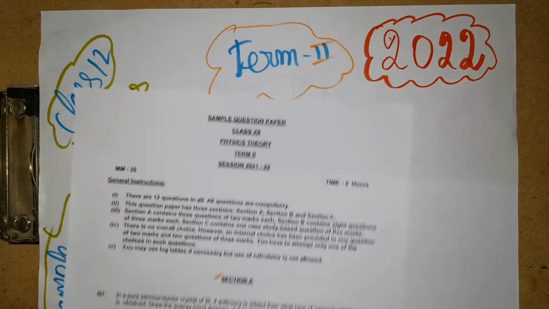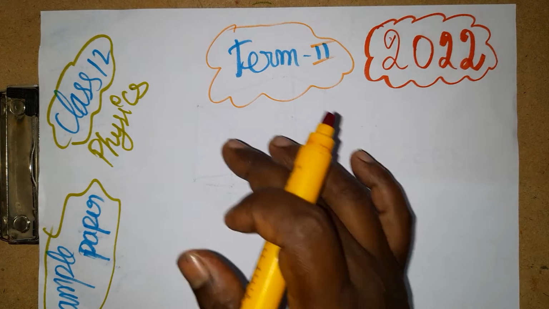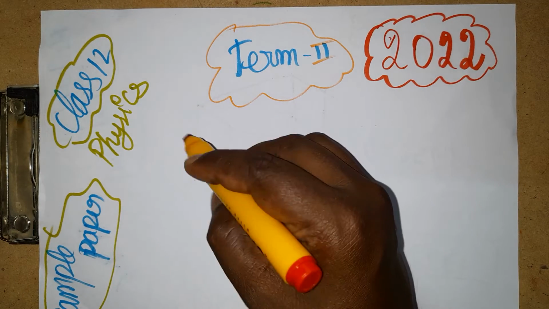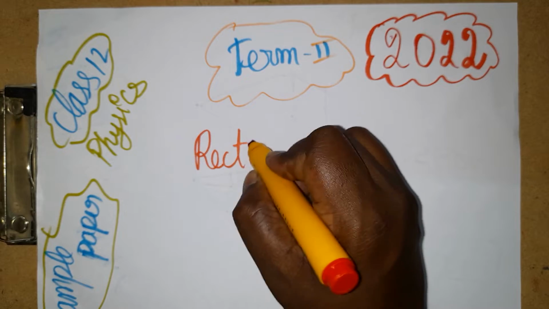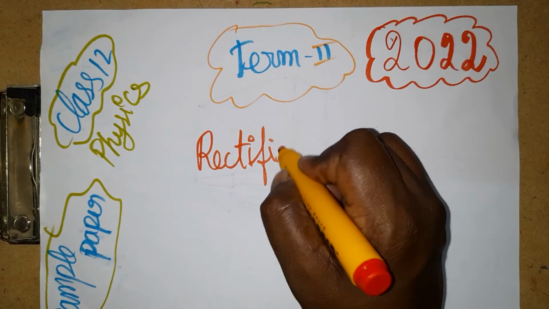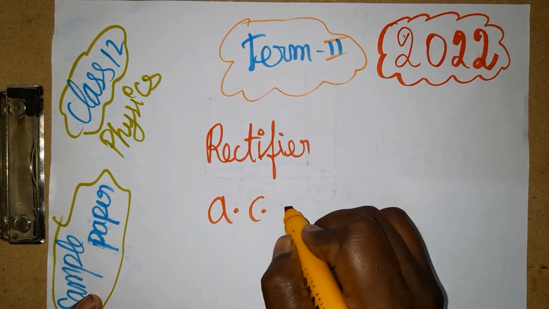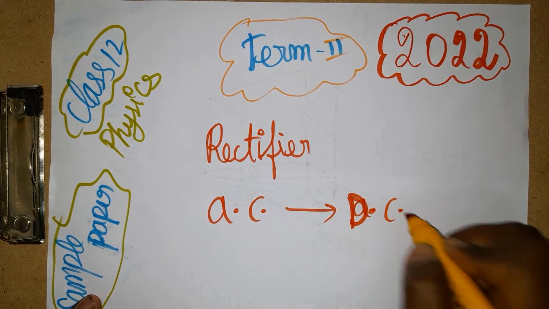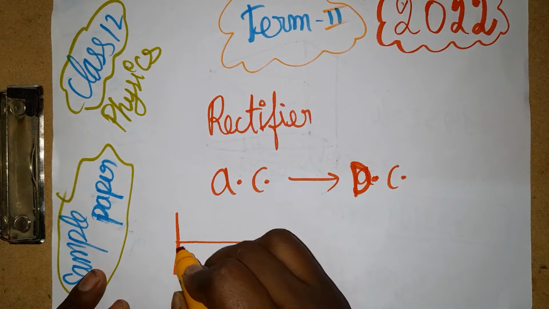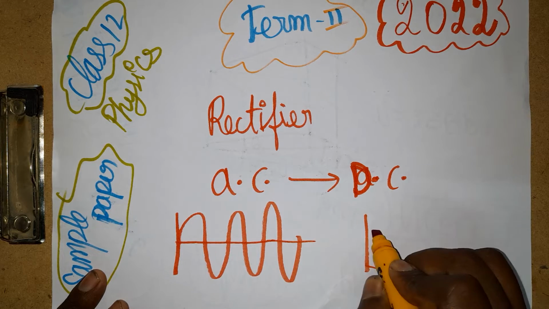If you want to convert AC to DC, that is done with a rectifier. It is a question from semiconductors. So we have to use a rectifier to convert alternating current to direct current. For alternating current, the graph goes up and down. For direct current, the graph will be straight.